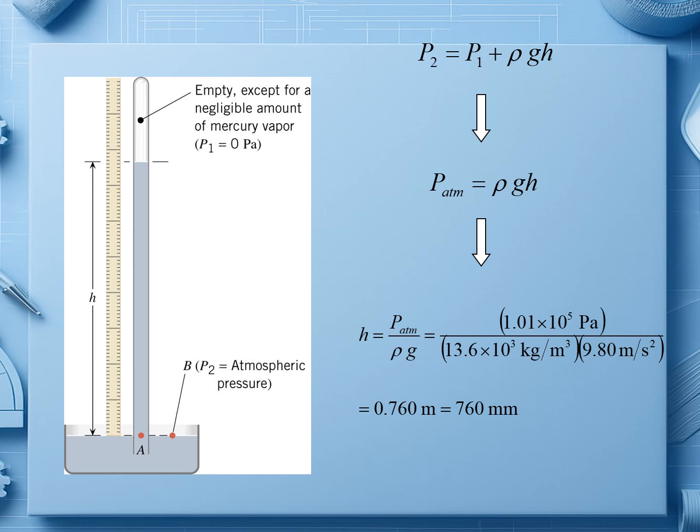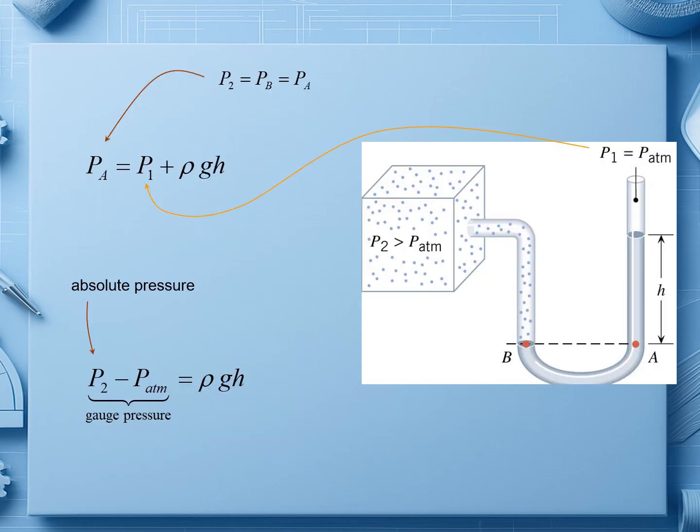For this problem, we are going to find the height. Manipulating the formulas, we get 760 millimeter. Absolute pressure is the total pressure at a point, including atmospheric pressure. This is important when calculating pressure underwater or in pressurized systems.